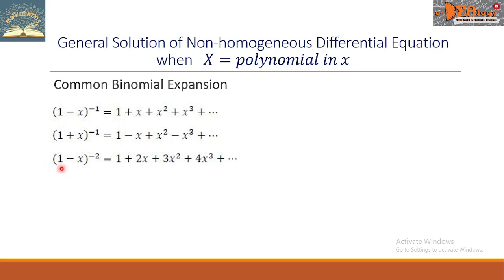Another is the quantity 1 minus x raised to negative 2 equals 1 plus 2x plus 3x squared plus 4x cubed plus and so on. The last to consider is 1 plus x, that is raised to negative 2, equals 1 minus 2x plus 3x squared minus 4x cubed plus and so on.